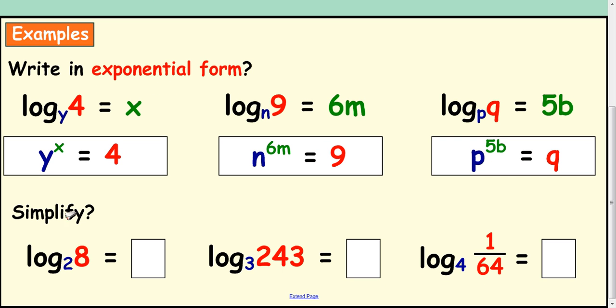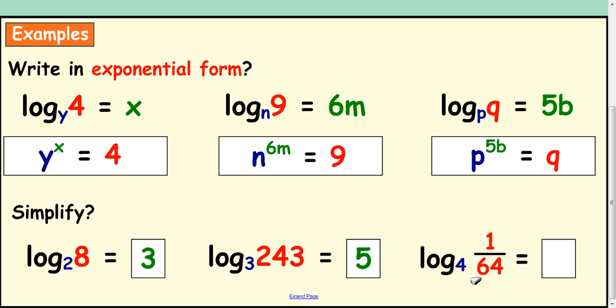Okay, so let's just find some answers to these 3 questions here. Basically, what is log 8 to the base 2? What power do you raise 2 to get an answer of 8? And that's 3, so 2 cubed is 8. Log 243 to the base 3: 3 to the power of what is equal to 243? Now 3 times 3 times 3 is 27. You times that by 3, you get 81, so that's 3 to the power 4, so it's 5. 3 to the power 5 is 243.